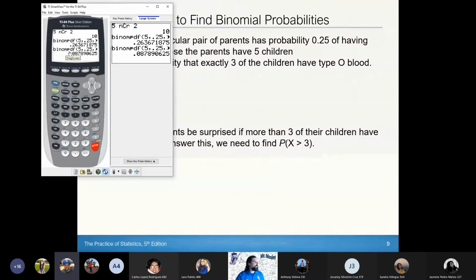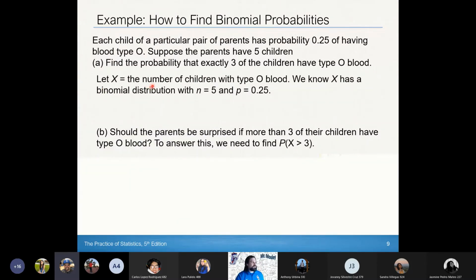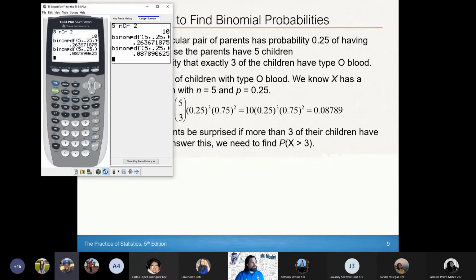So we've used the binomial PDF entry here. It says it should be 0.08789, and so on. Let's see if they got the same result. So we're going to let x be the number of children with type O blood. We know that x has a binomial distribution, n equals 5 and p equals 0.25. And so P of x equaling 3 is the binomial coefficient 5 choose 3 times 0.25 to the third, 0.75 squared, and we get 0.08789, or about an 8.8% chance, which is the same as we got on the calculator.